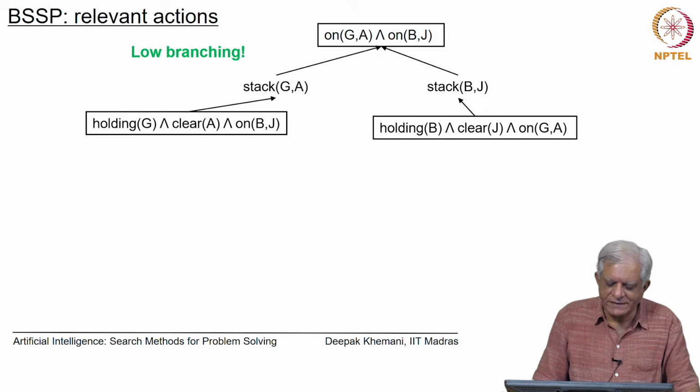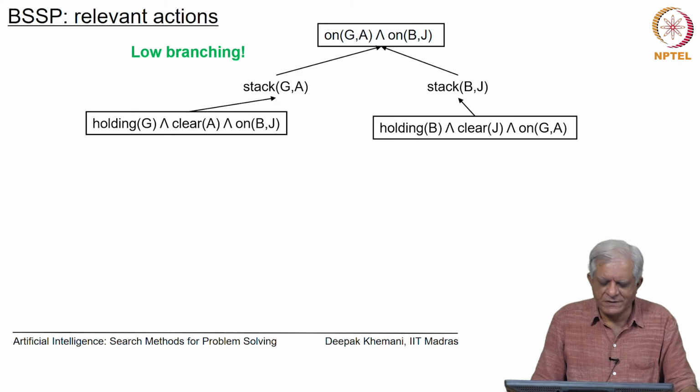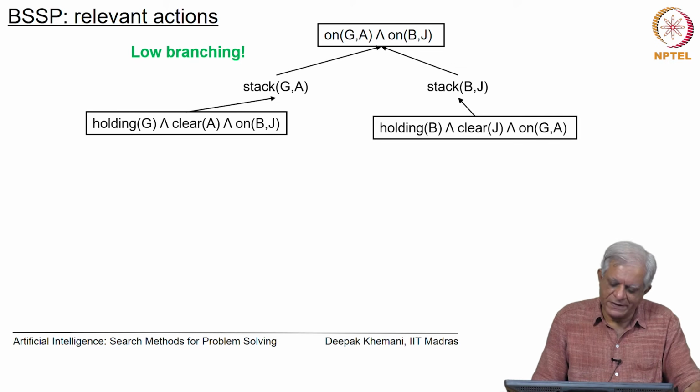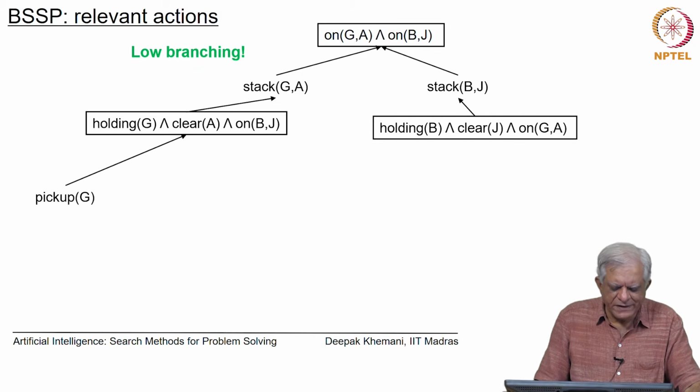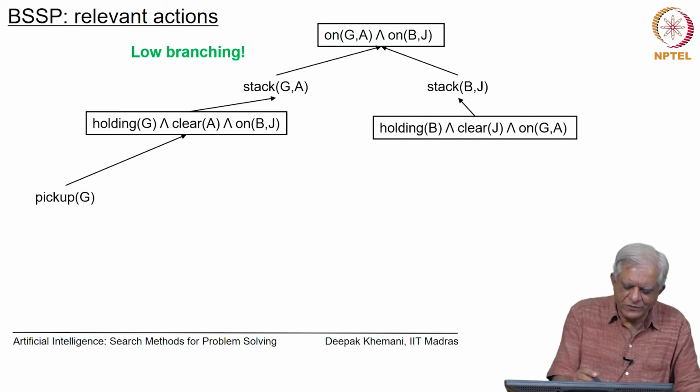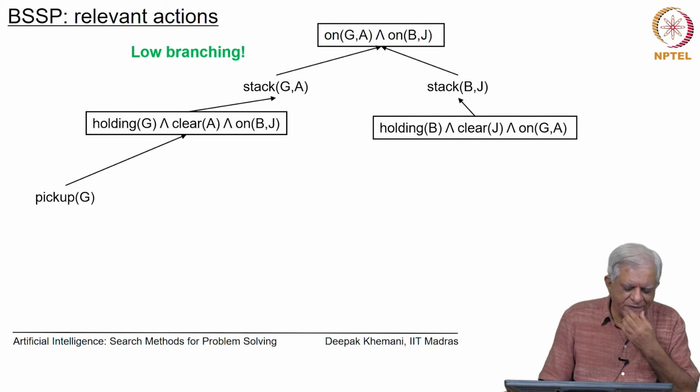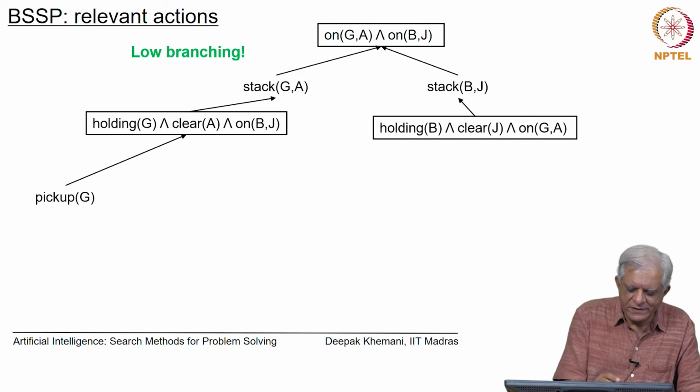There is no other action that is relevant, and the first thing you can observe is that backward state space planning will have low branching, which is an advantage over forward state space planning, where all the possible actions that were applicable had to be considered. Here we are only considering relevant actions, and since the goal description is small, we expect that the relevant actions would be small as well. Then, for example, if we choose this action which is stack Ga, then we regress to a goal.